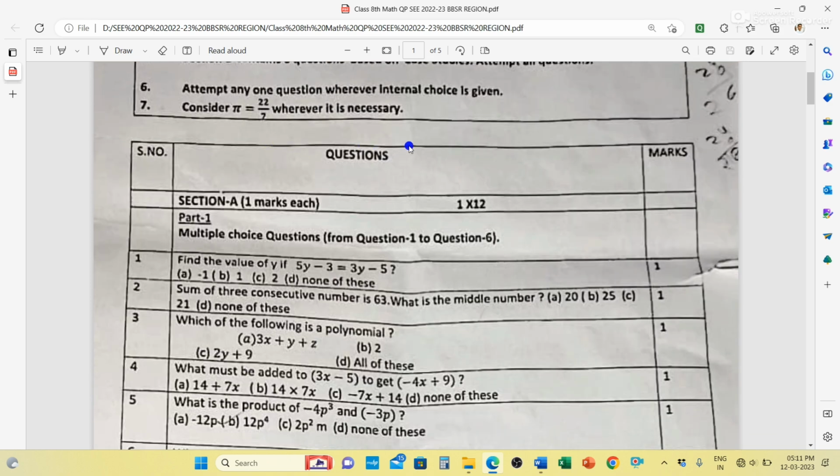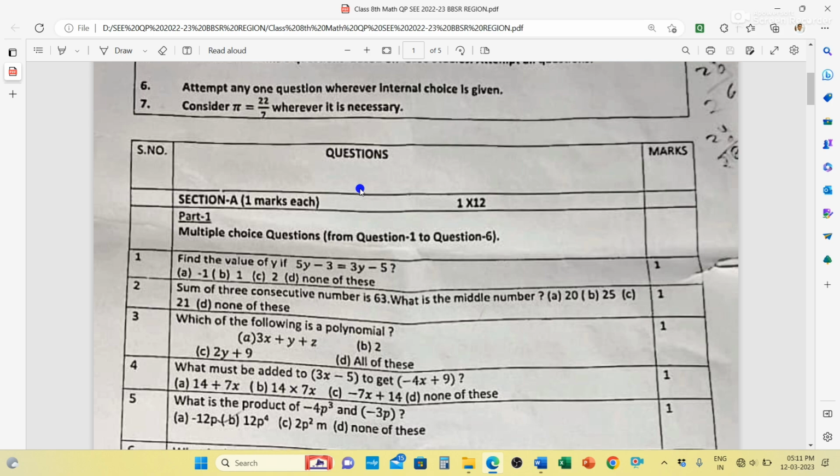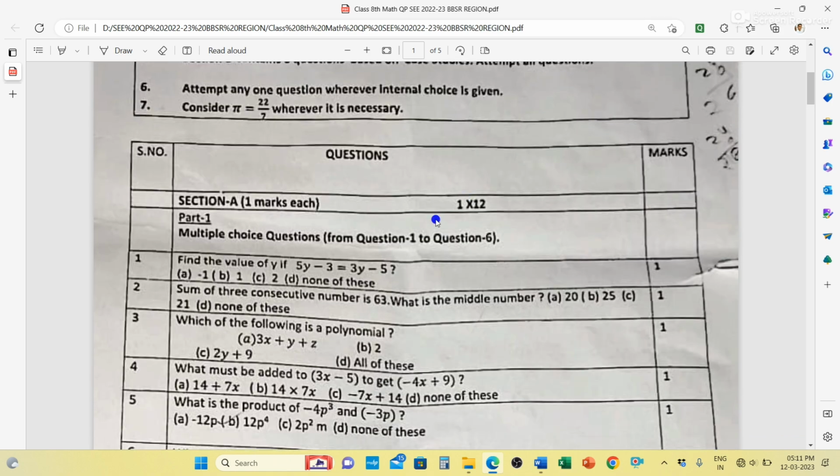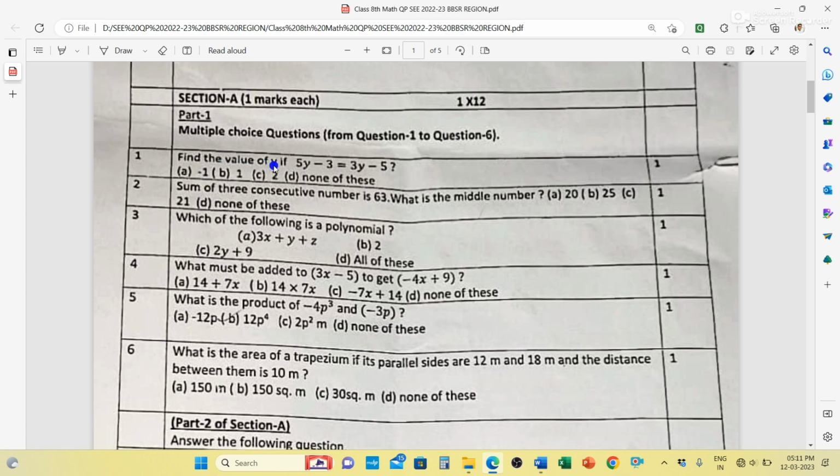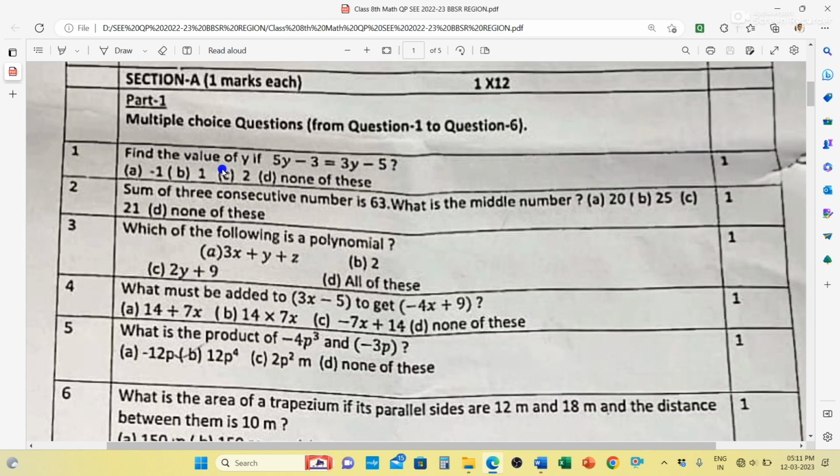Now we will come to section A, which carries 12 questions, each one carries 1 mark. So total 12 marks will be there from section A. Question number 1: find the value of y if 5y minus 3 equal to 3y minus 5. You can see here 5y minus 3 equal to 3y minus 5.